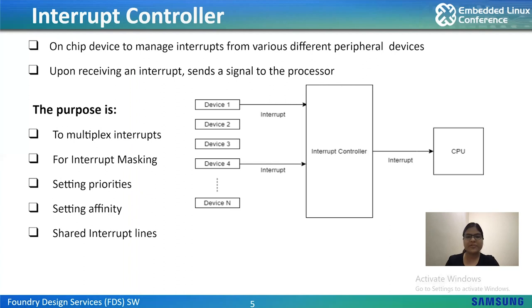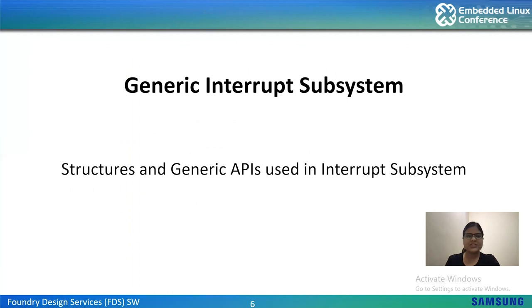There are various types of interrupt controllers available, like VIC, that is vectored interrupt controller, PIC, programmable interrupt controller, NVIC, nested vectored interrupt controller, to name a few. In the upcoming slides, we have chosen GIC, the generic interrupt controller from ARM, as an example. Till now, we have covered what interrupts are, their types, how they are triggered, and the need for an interrupt controller. We will now see how various interrupt controllers use the generic interrupt framework.